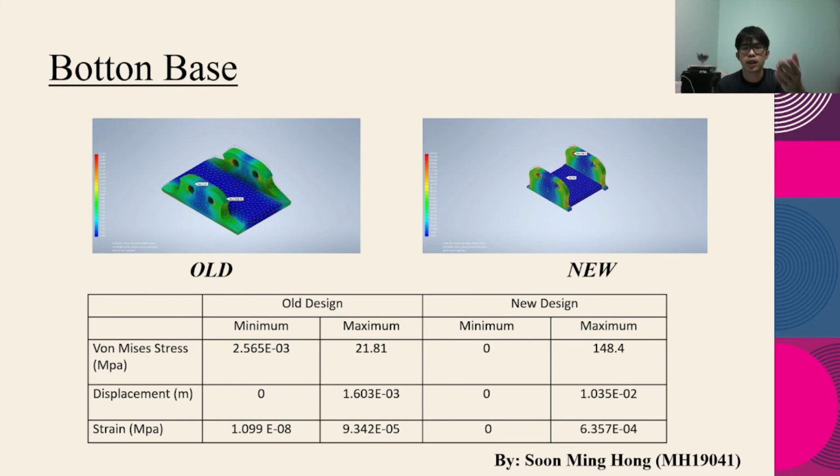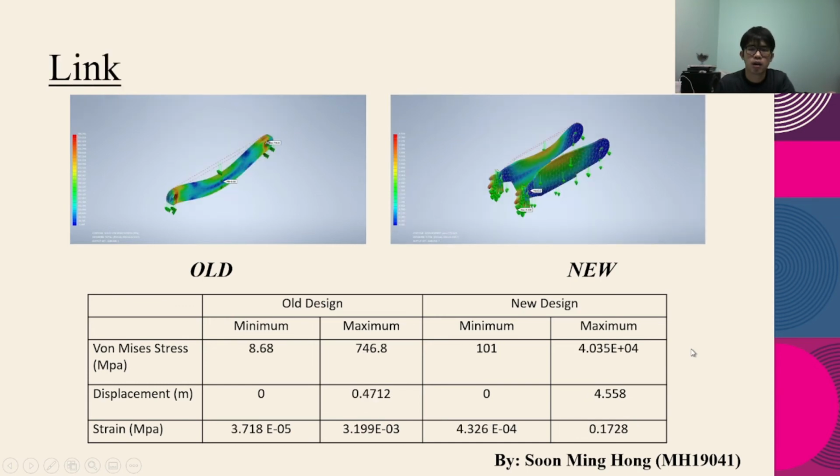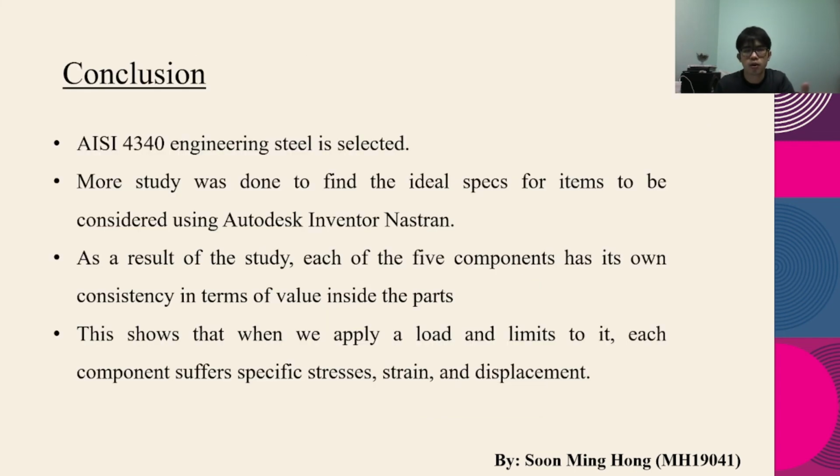So here is our data, as you can see from the table, here for the top, whereas for the link. For this part, it shows that the bending resistance, stress, displacement, and also strength for the new design have increased compared to the old design. So here is the deformation of our new design and the conclusion.